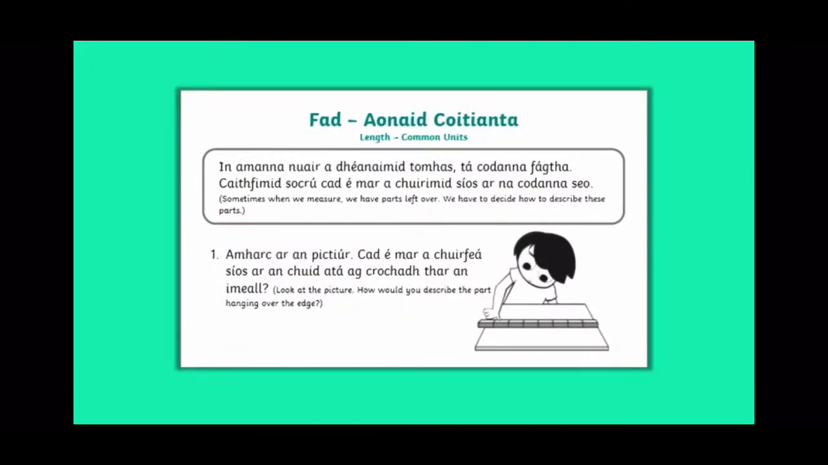This is our worksheet. Sometimes when we measure, we have parts left over.